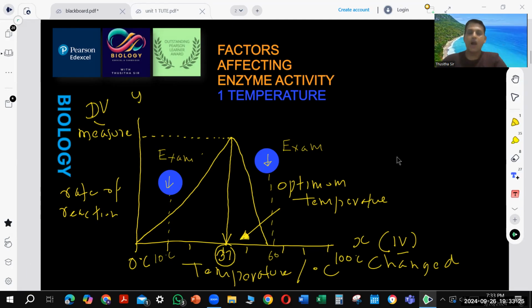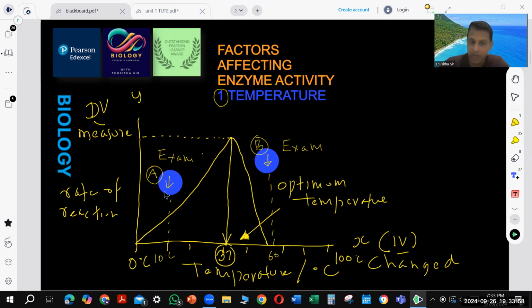Can you also copy this graph? Before we learn about buffers, you can copy this one, the factors affecting enzyme. You can write a title, factors affecting enzyme activity. Number 1 is temperature. And then you draw this graph. After drawing the graph, we add some letters. For example, for this one it is A, for this one it is B. So we will later explain what the reason for A is and what the reason for B is.